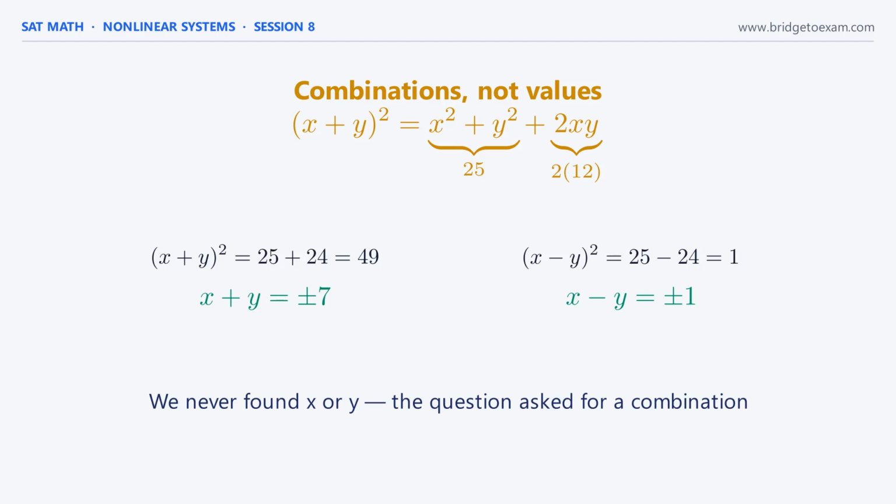2 answers, because nothing in the problem tells us whether x and y are both positive or both negative. And the twin, (x − y)², is 25 − 24, which is 1. So x − y is plus or minus 1. Notice we never found x or y individually. We didn't need to. The question asked for a combination, and the identity produced the combination directly.